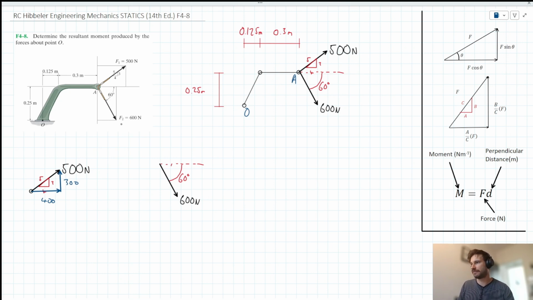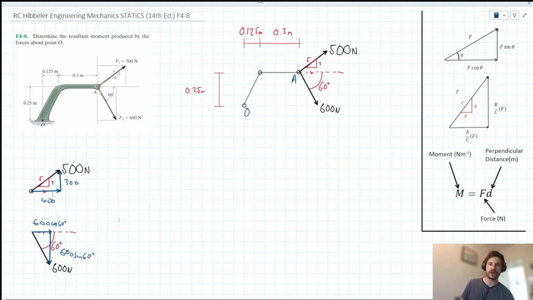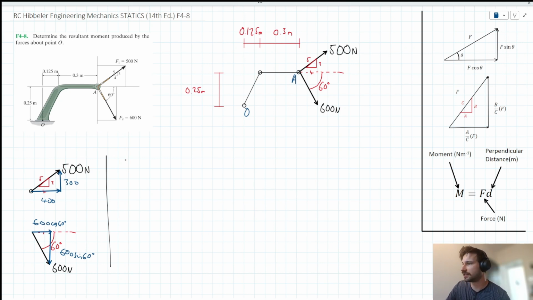For our F2 here, we have a 600 Newton force acting down and to the right. It's 60 degrees to the horizontal. I'm going to trust again that you guys are familiar with this idea I've shown on the right as well. We can say that its horizontal component is equal to 600 cos 60, and that its vertical component is going to be equal to 600 sine 60. So we've got decomposed representations of our F1 and F2 forces shown on the left here. That should hopefully give us a basis then to start taking moments.